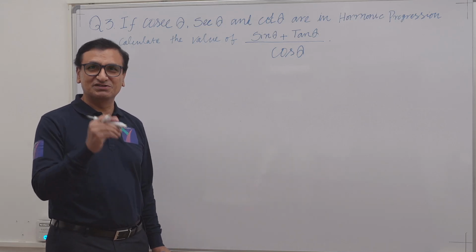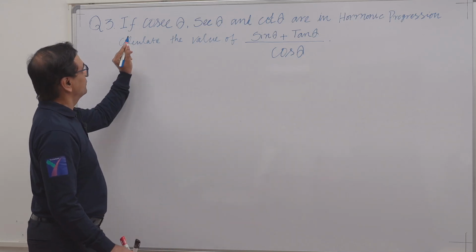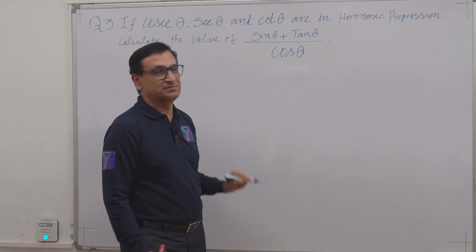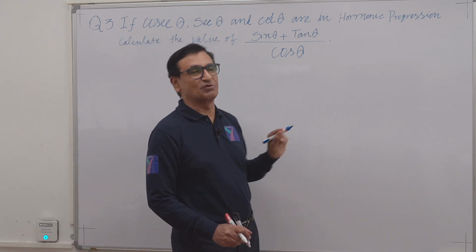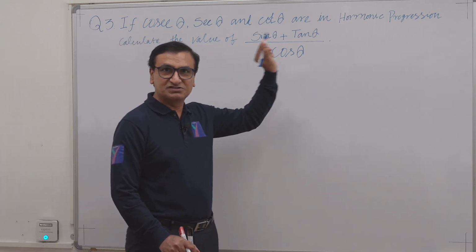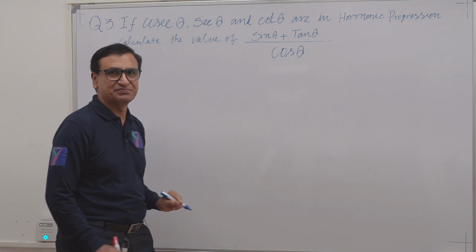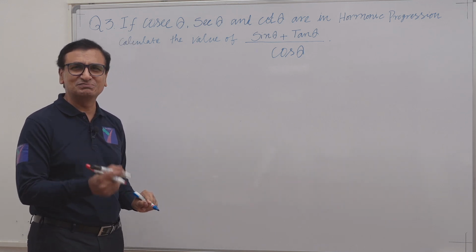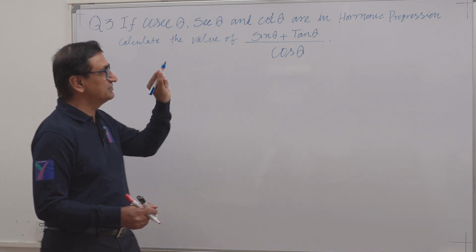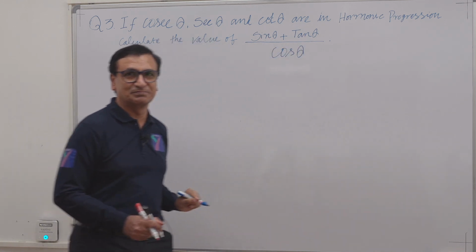Here comes question number 3. If cosecant theta, secant theta and cot theta are in harmonic progression, calculate the value of (sin theta plus tan theta) divided by cos theta. This is a quickie, very simple problem. I have included it in my trigonometry questions because of the appearance of harmonic progression here.